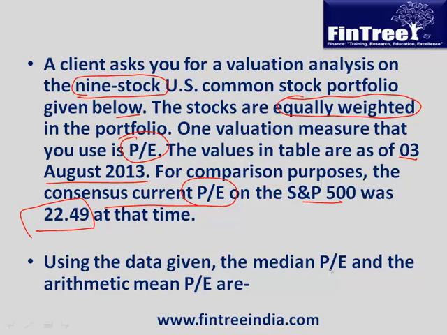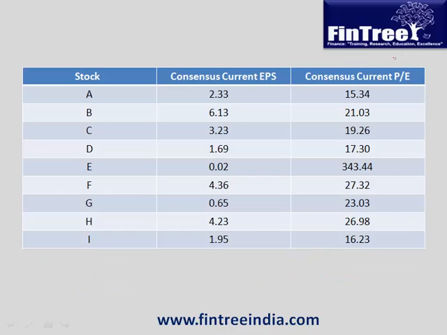Using the data given, the median P/E and mean P/E are. So we have EPS, we have P/E. We don't need this. We just need to find out median and mean. 1, 2, 3, 4, 5, 6, 7, 8, 9. 9 values. So median has to be 9 plus 1 divided by 2, the 5th value.